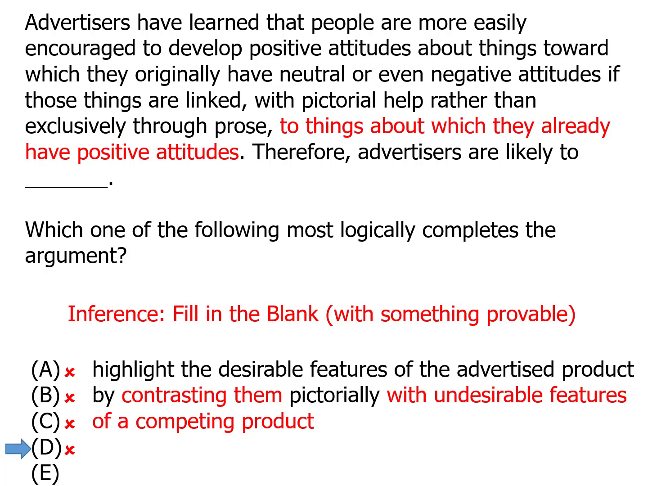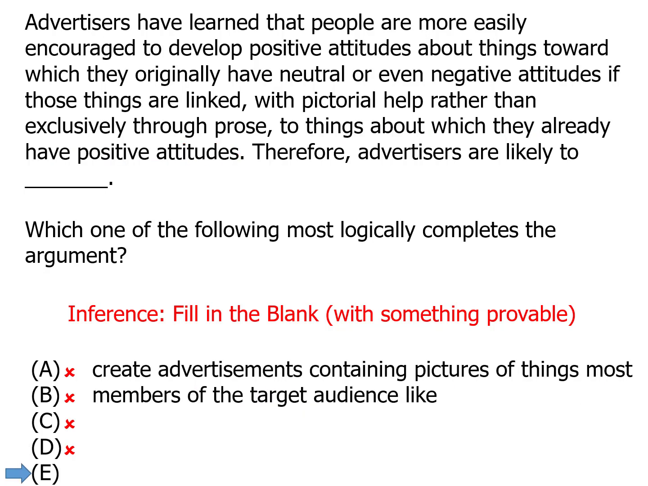So that means that by default, the answer must be E. Create advertising containing pictures of things most members of the target audience like. Well, yeah, because it says you have to associate them with things about which they already have positive attitudes. So they're going to contain pictures of things that the members already like. Answer choice E is provable from the information, and so it is our answer.